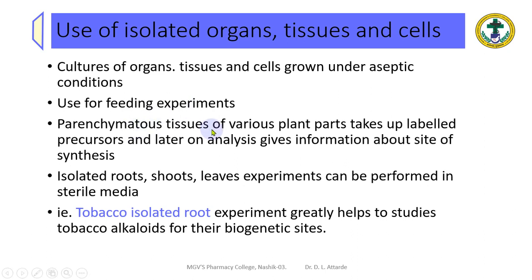Parenchyma tissues of various plant parts take up the labeled precursor. Later, analysis gives information about the site of synthesis. Now which tissues are to be used? You can use isolated roots, shoots, leaves. This can be performed in sterile media. For tobacco, isolated root experiments greatly help because alkaloids usually form in the root of the tobacco plant, so that should be used. Accordingly, you can use whichever site is the biosynthetic site.